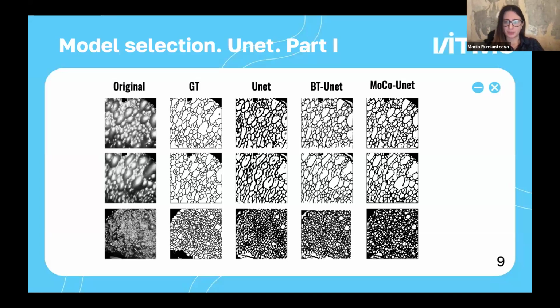We also noticed that, for example, Barlow Twins finds many more small bubbles than pure UNet, and also more than Moco UNet.